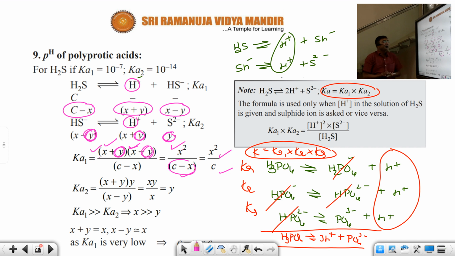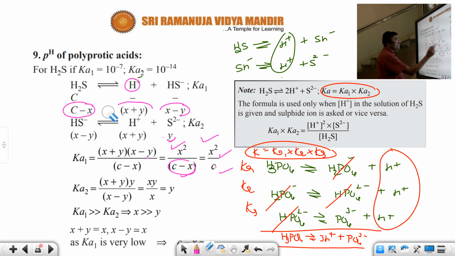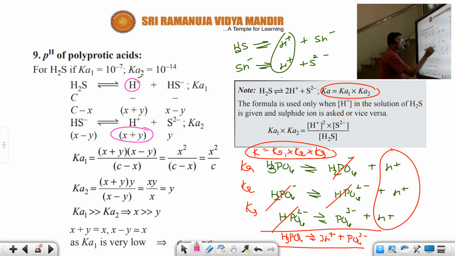So hope you understood. When you know the K1, when you know the X and C, where X is the degree of dissociation, you will find the K1 of H2S. Similarly for Ka2. Just wipe off everything and find out Ka2. Very simple. So Ka2 is X plus Y into Y by X minus Y.